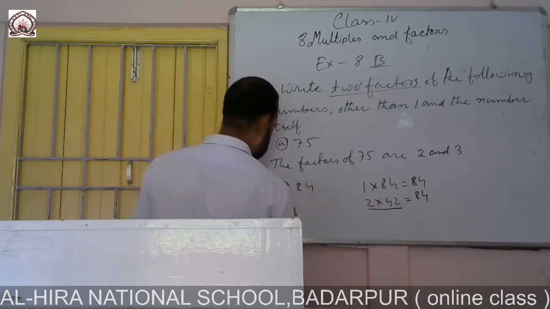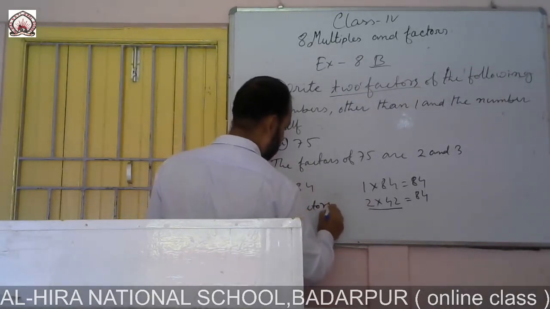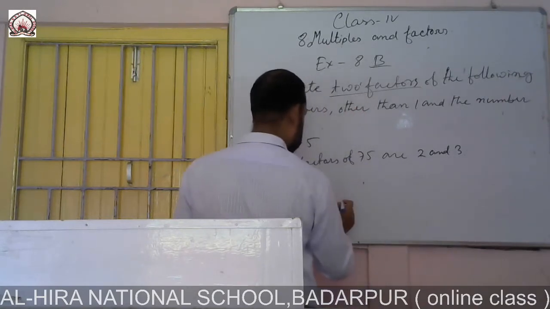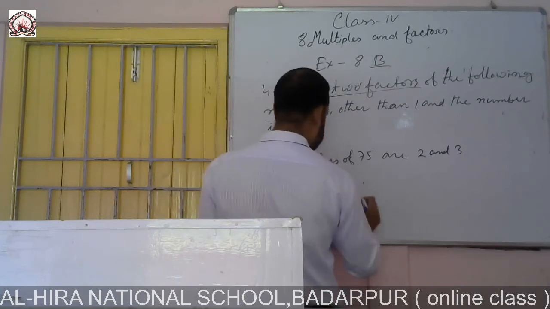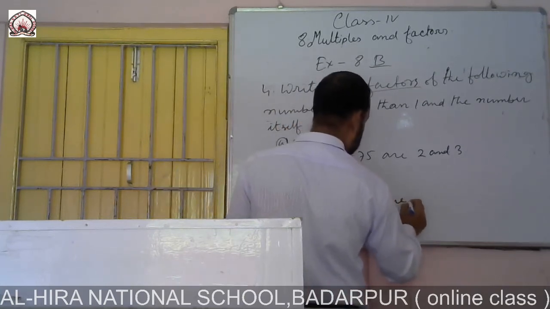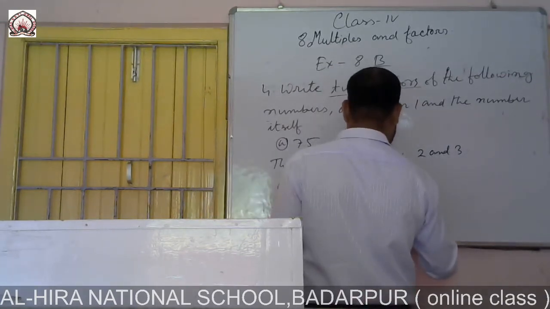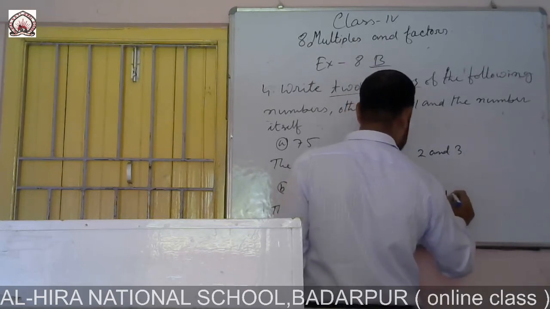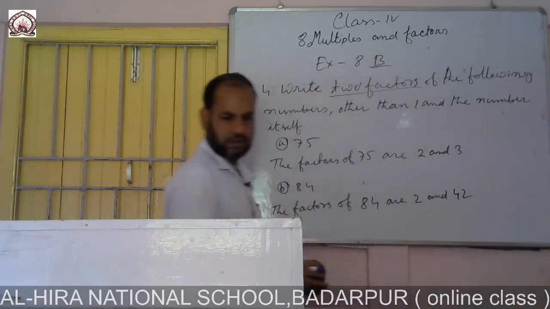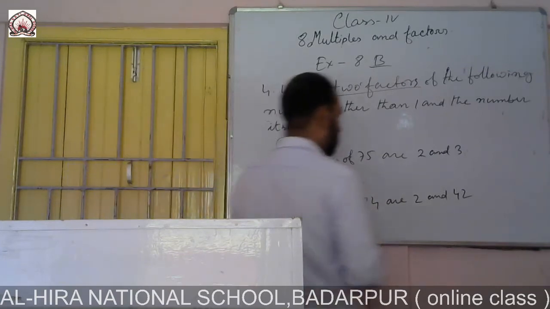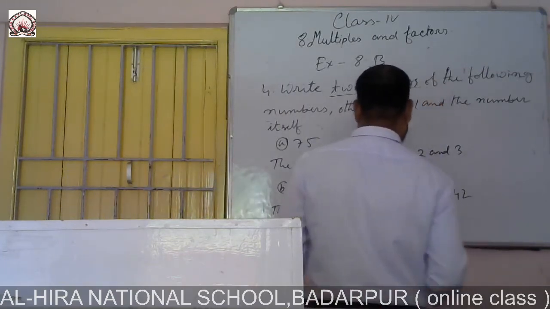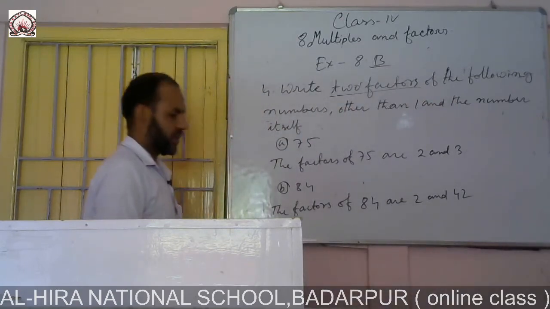So two factors of 84 are 2 and 42, or 2 and 4 also we can write, because 4 is also a factor of 84.